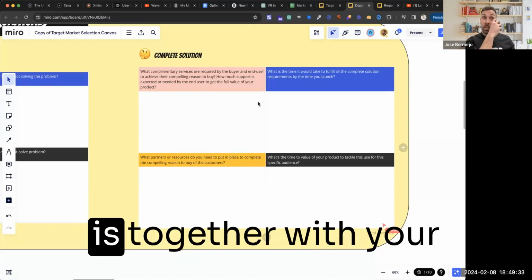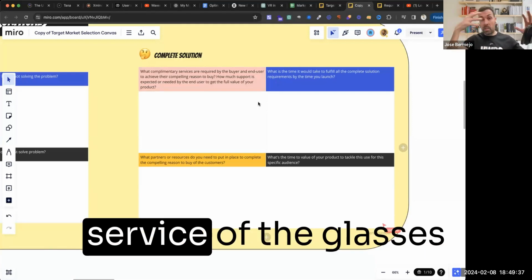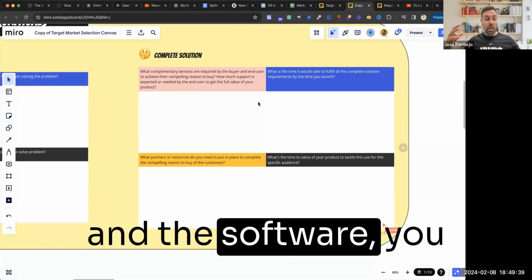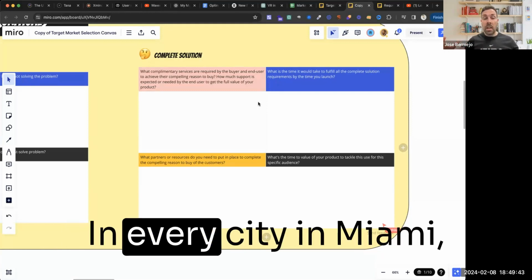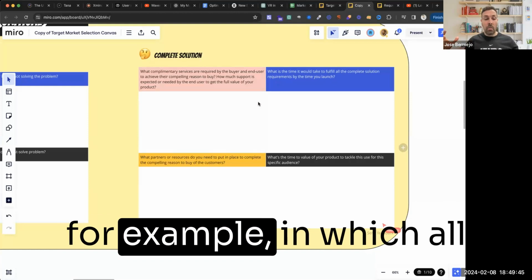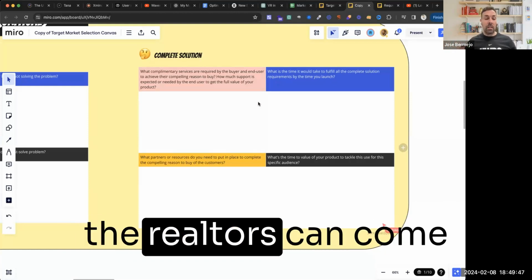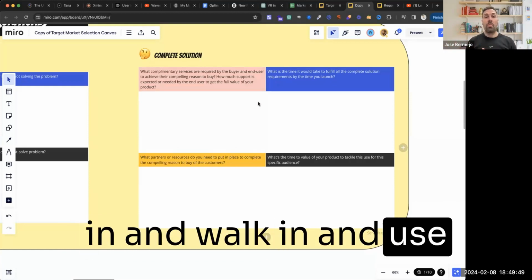And then the other one is, together with your service of the glasses and the software, you provide a central point in every city, in Miami for example, in which all the realtors can walk in and use your premises.